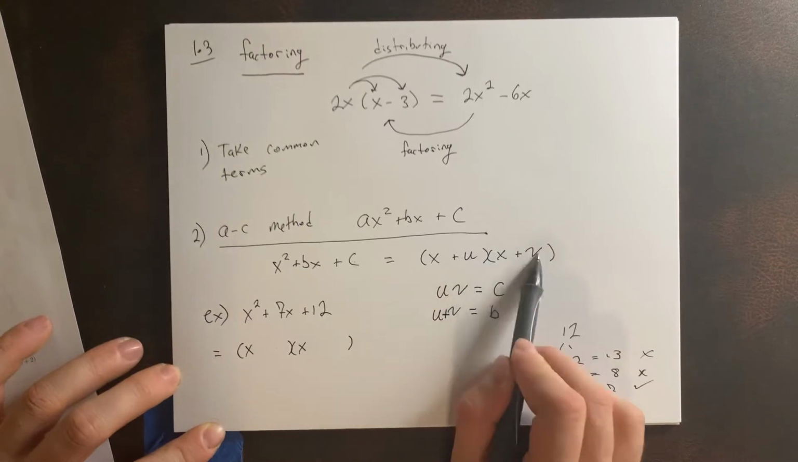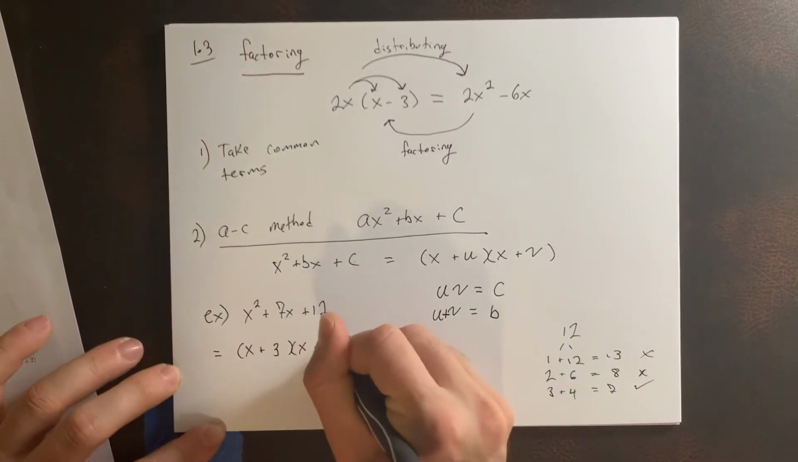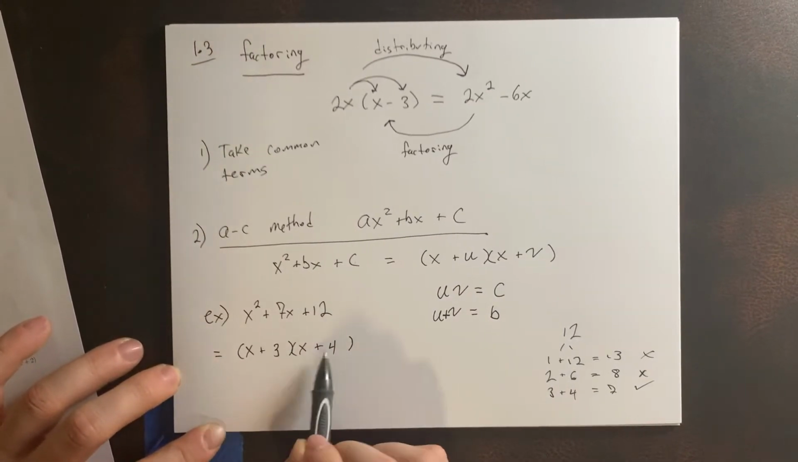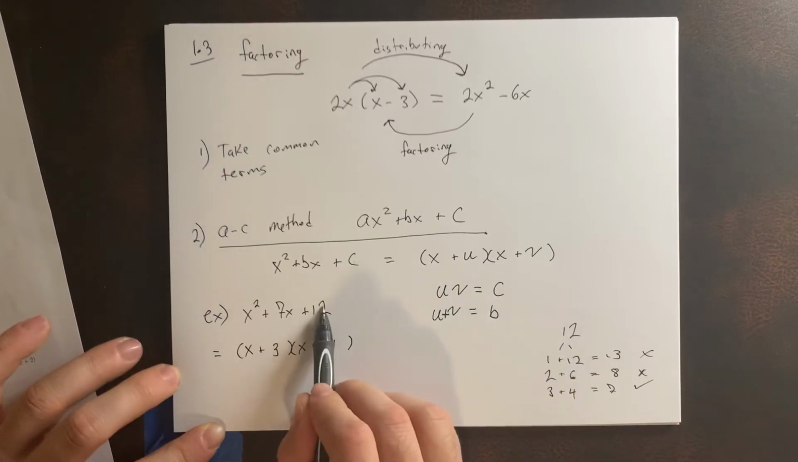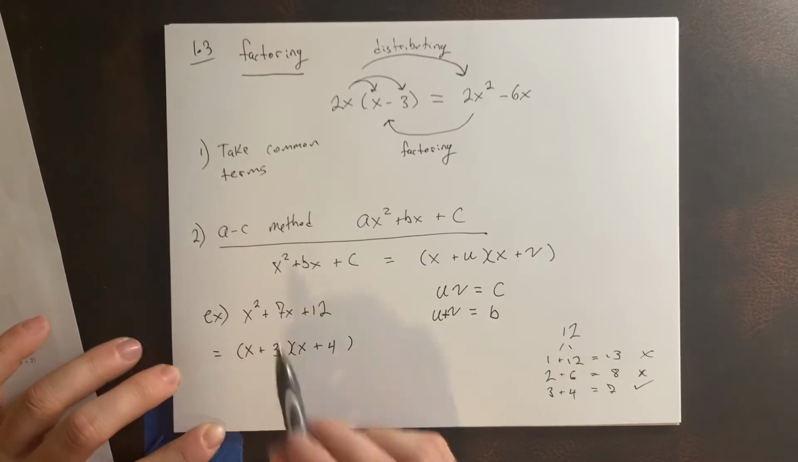So then we just put those two numbers here and here. We're going to put a plus 3 and a plus 4. And then that's it. We're done factoring this. So these two numbers, the 3 and the 4, you multiply them together. That's what this says. And we get this number. 3 times 4 is 12. We add them together. We get this middle number. 3 plus 4 is 7.